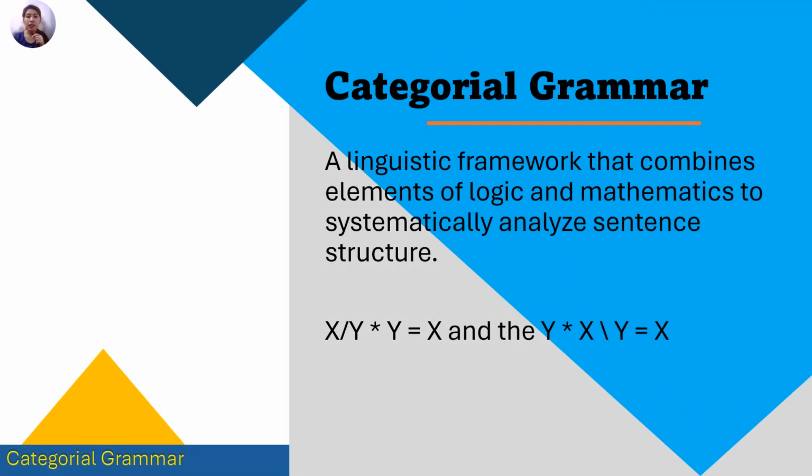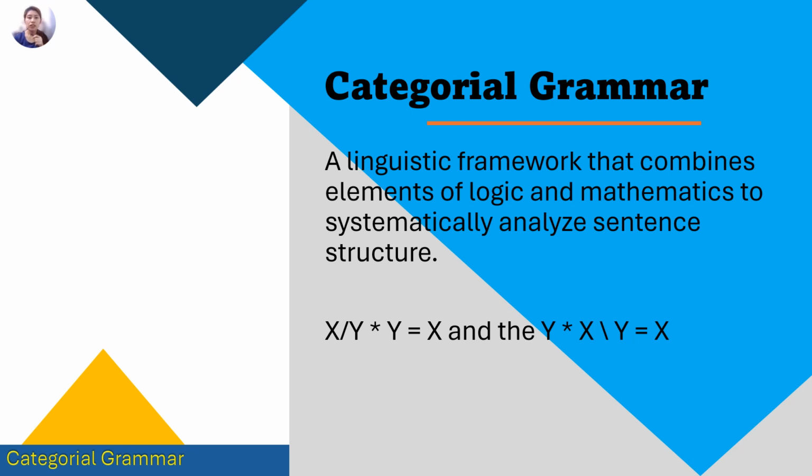Why is it named categorical grammar? Well, it is named so because it focuses on the interchangeability of syntactic categories and their connection to meaning. It is essentially about understanding how different parts of language fit together like building blocks. It focuses on how words and phrases combine to create meaning.